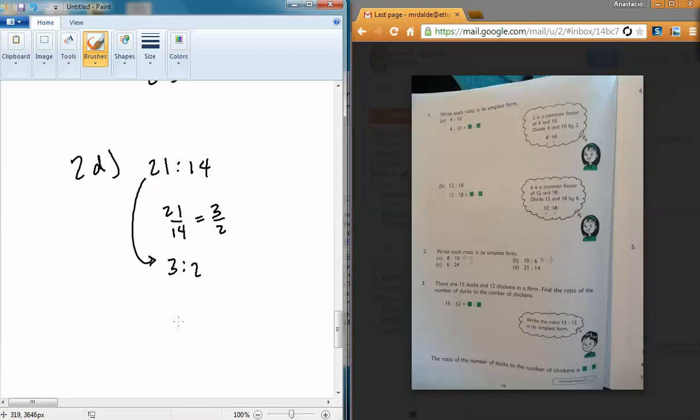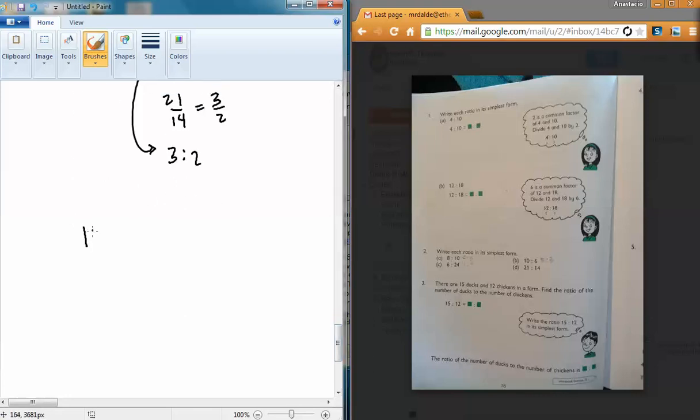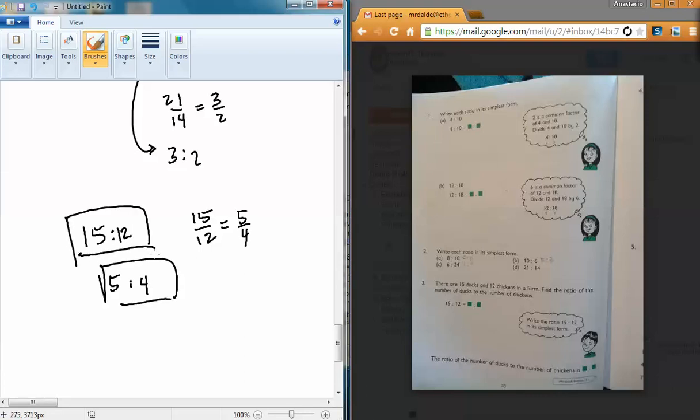There are 15 ducks and 12 chickens in a farm. What is the ratio of ducks to chickens? So that would be 15 to 12. Reducing that, though, I can think of that as 15 over 12. I can divide both the top and bottom by 3. That gives me 5 over 4. So the simplest form of the ratio is 5 to 4. Even though 15 to 12 is technically the ratio, this is the better answer because it's the smallest one.